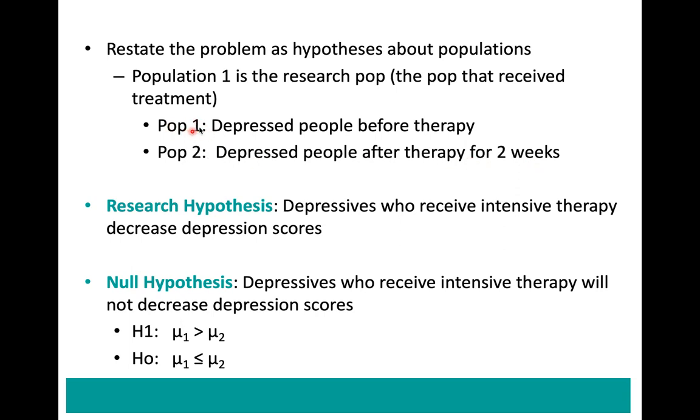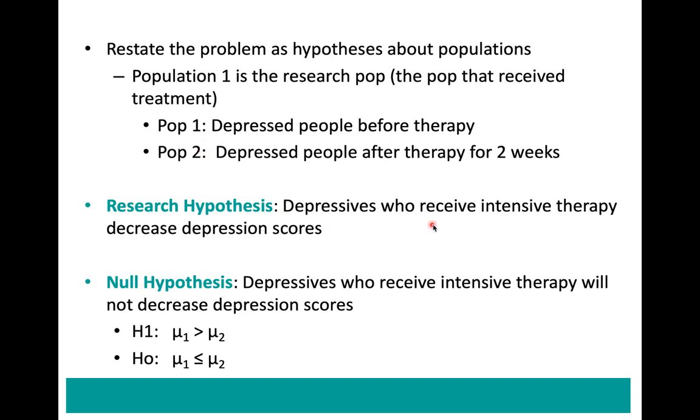The kind of weird thing is that population 1 and 2 are the same people, right? We follow them over time, but sort of in the way that we're setting up our decision making, the question we're asking is, do people differ before therapy versus people after therapy? So we kind of have 2 populations, even though in our study, these populations are technically the same people.